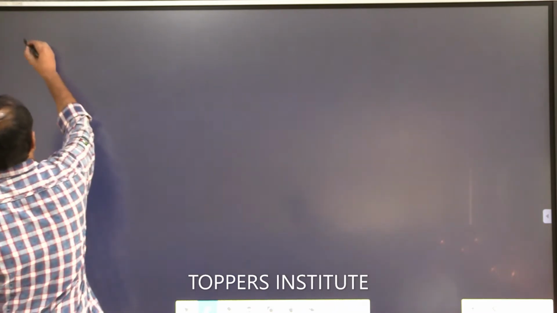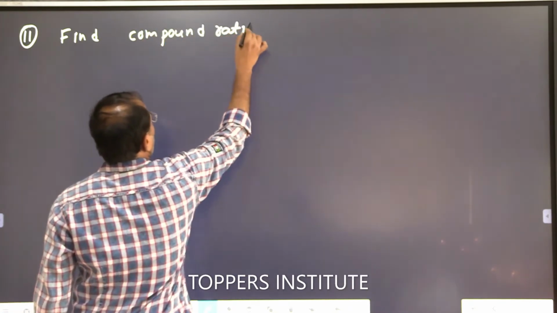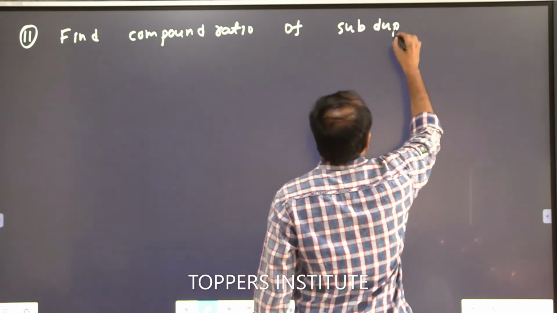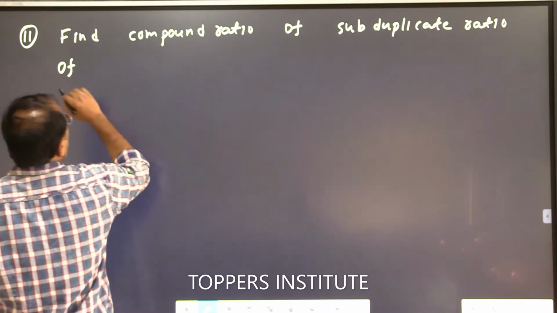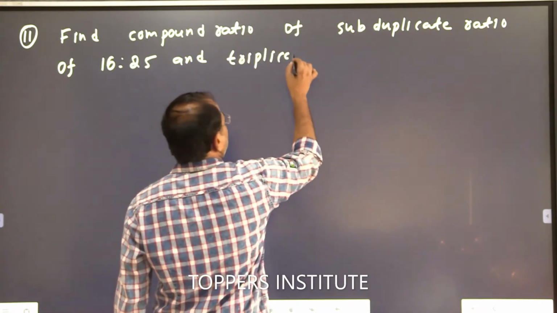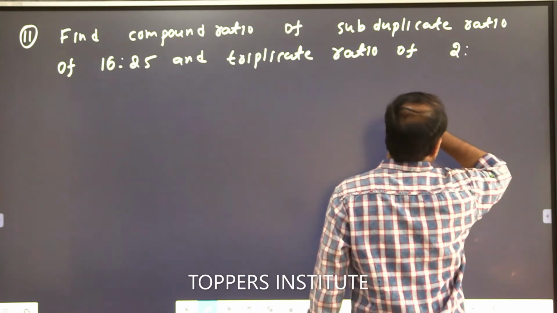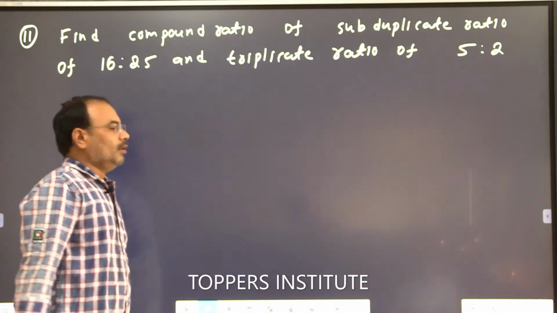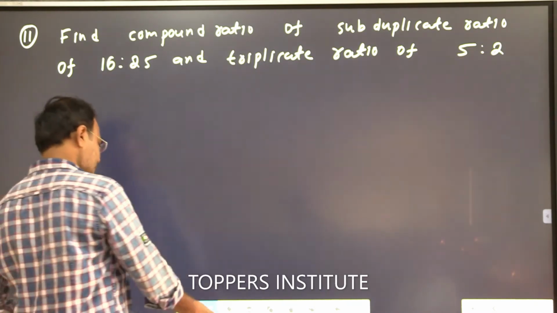Take the next question. Find the compound ratio of the subduplicate ratio of 16:25 and the triplicate ratio of 5:2. So this is the question, right?